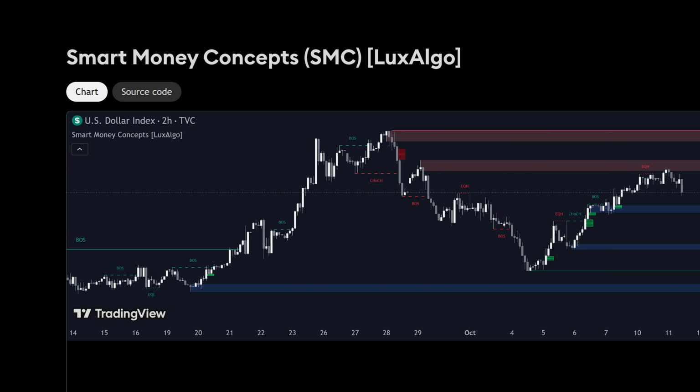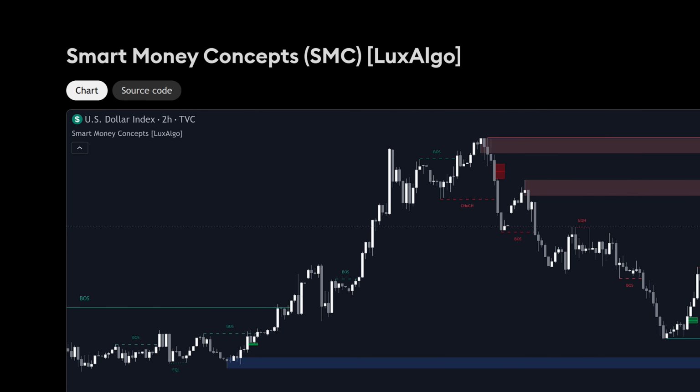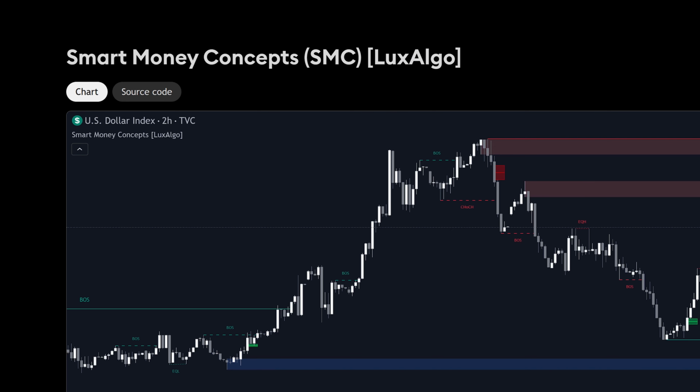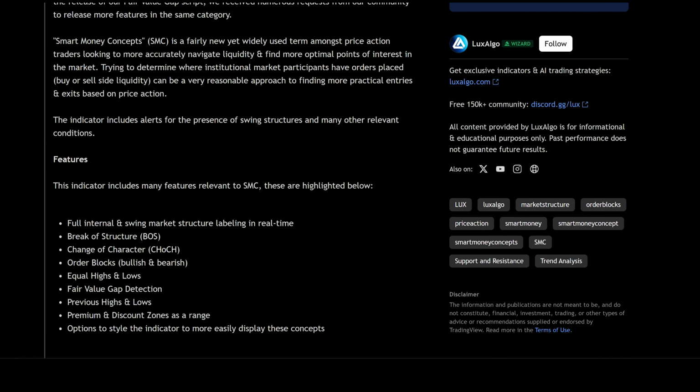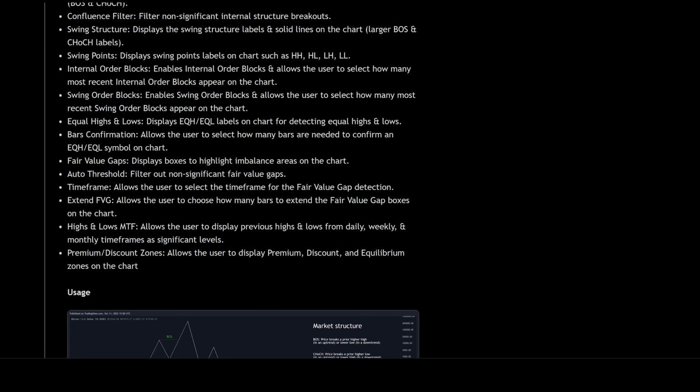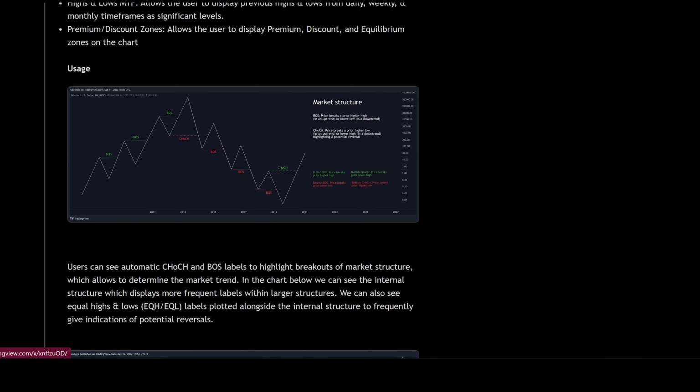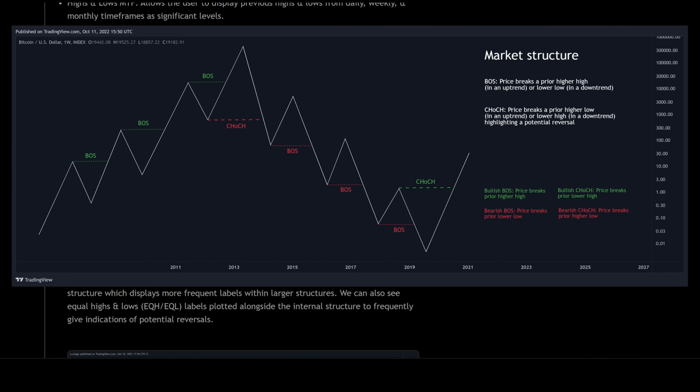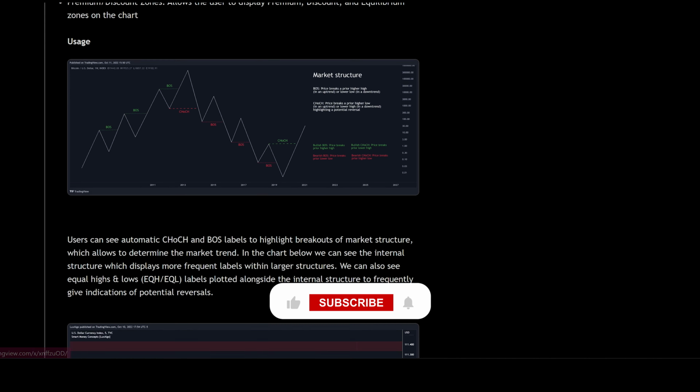The LuxAlgo Smart Money Concepts indicator brings structure, clarity, and automation to a complex style of trading. It doesn't replace strategy or risk management, but it helps you see what institutions might be doing in real time. Smart money concepts aren't just theory, they're a map to understanding price behavior at its core.